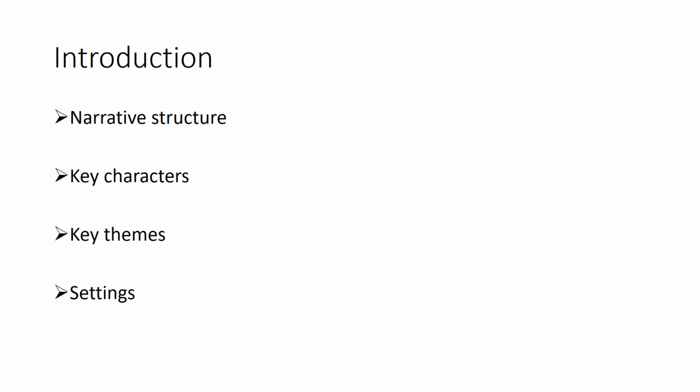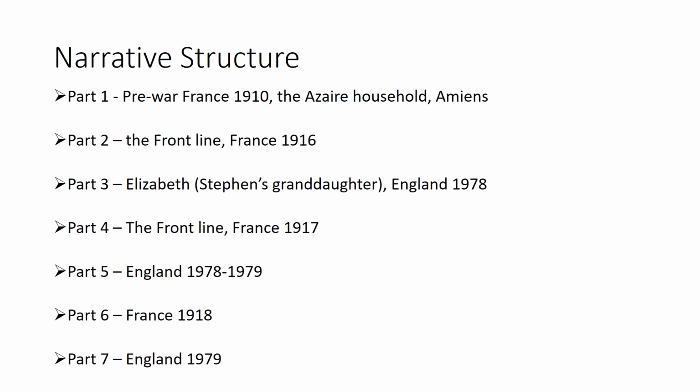It will take you through the narrative structure of the novel, the key characters, the key themes, and the settings, and how the settings within the novel compare and contrast to each other. So we'll start with the narrative structure. The novel is written in 7 parts.